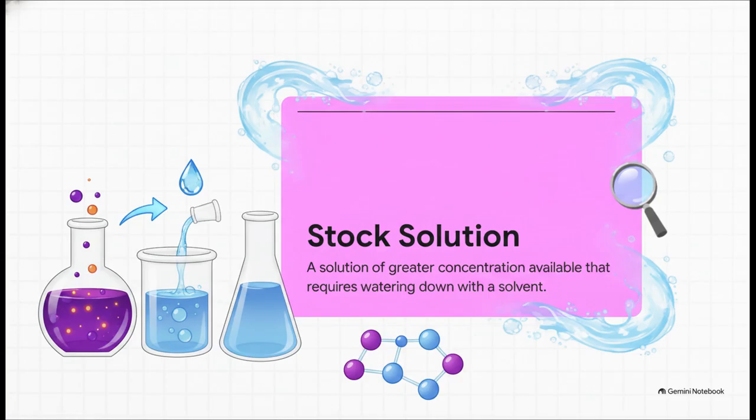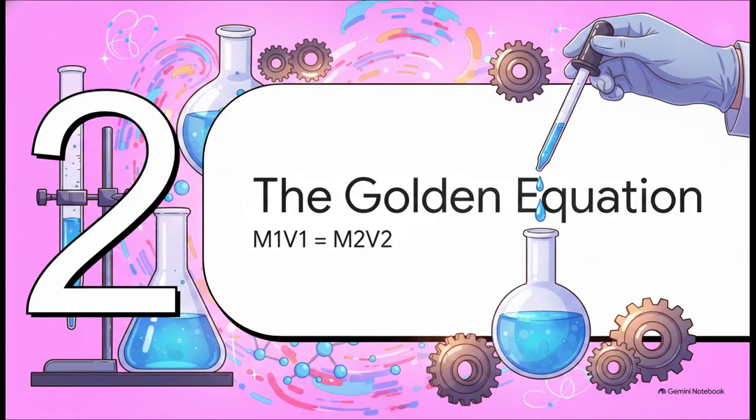Now, why do we even use them? Honestly, because it is incredibly impractical to keep thousands of bottles of every single possible concentration taking up space on the shelf. Instead, we keep a nice, stable stock solution and we just dilute it down when we need it. We're adding solvent without adding any more solute, so the initial moles of your chemical, those ping pong balls, remain completely constant.